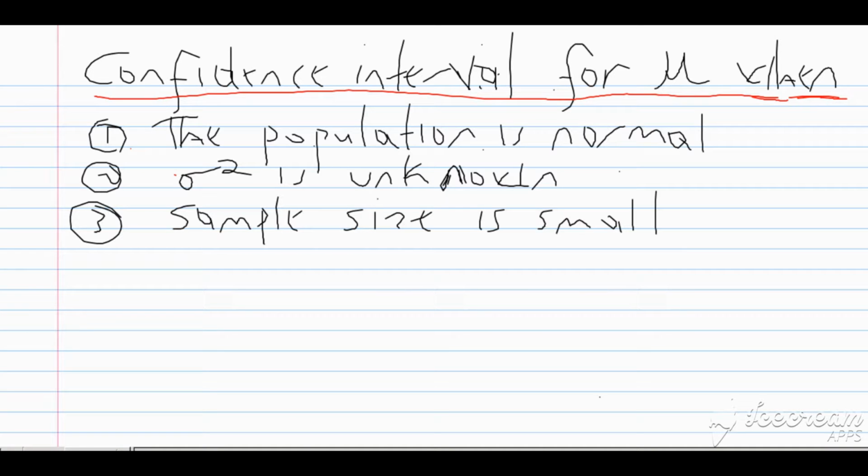Hello guys, we're still on the topic of confidence interval. But for today's class, we'll be looking at the confidence interval when, 1, the population is normal, 2, the population variance is unknown, and that is critical to note here, and 3, the sample size is small. And at this level, a small sample size is considered to be when n is less than 30.